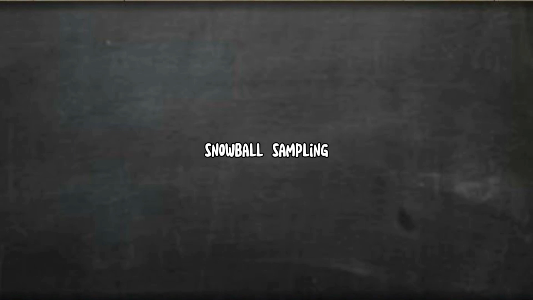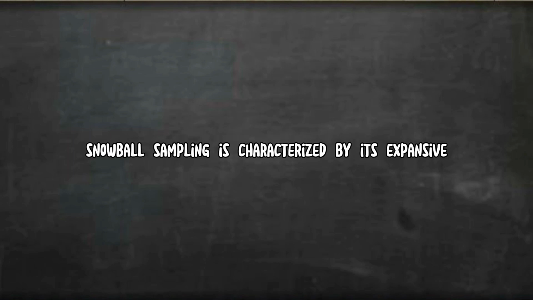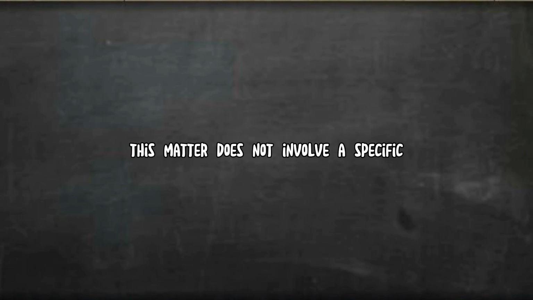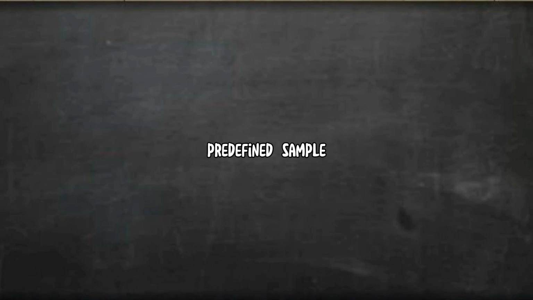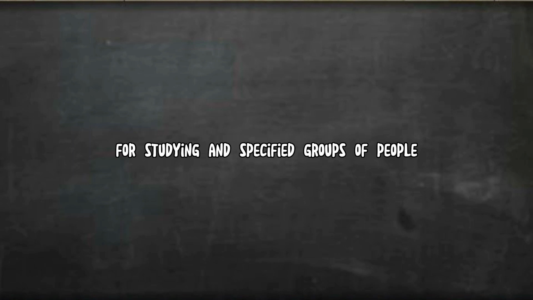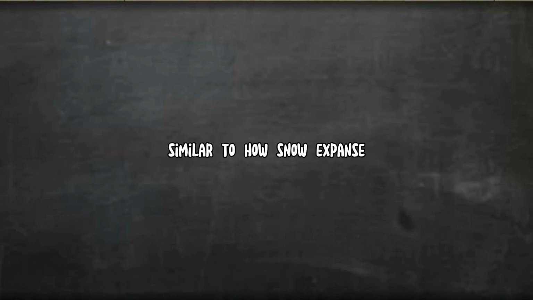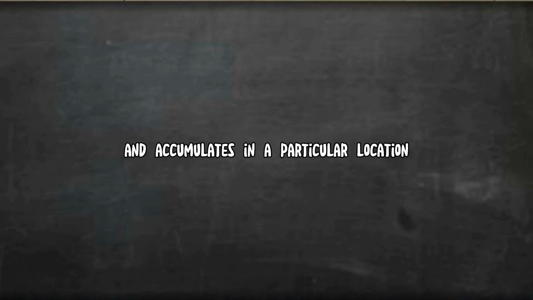Snowball sampling. Snowball sampling is characterized by its expansive and accumulative nature. This method does not involve a specific predefined sample. It is suitable for studying unspecified groups of people such as street children, beggars, drug dependents, call center workers, or informal settlers. The researcher is free to gather data from any group and can increase the number of participants in the sample, similar to how snow expands and accumulates in a particular location.